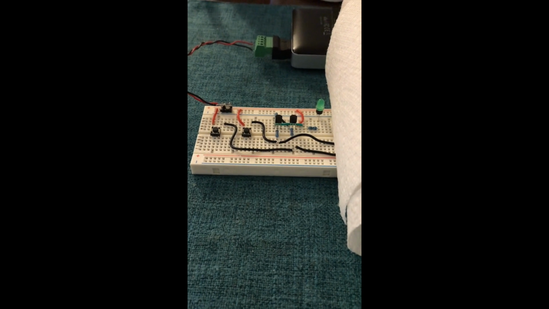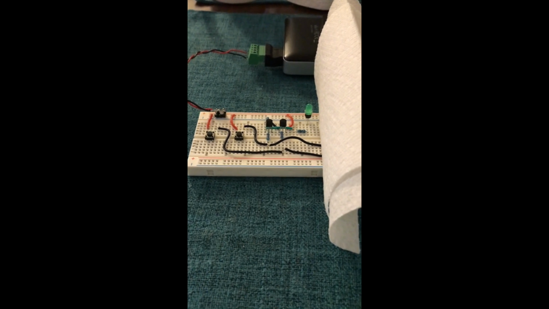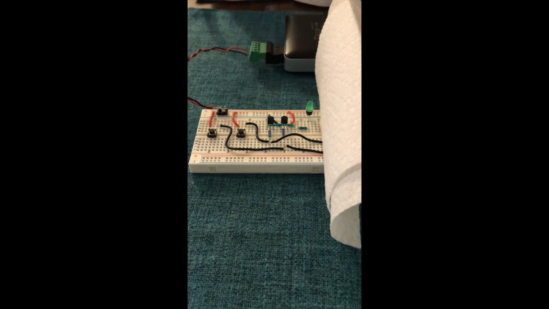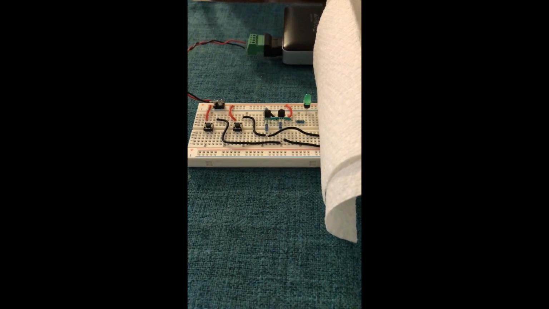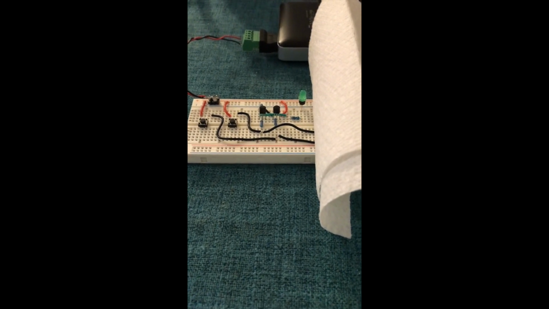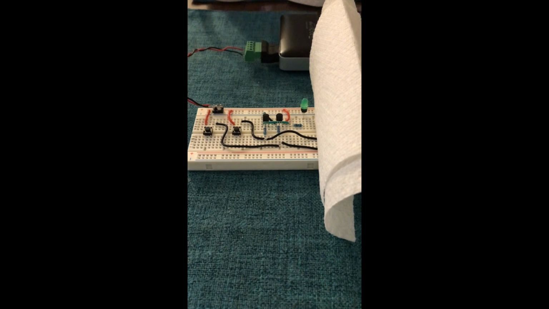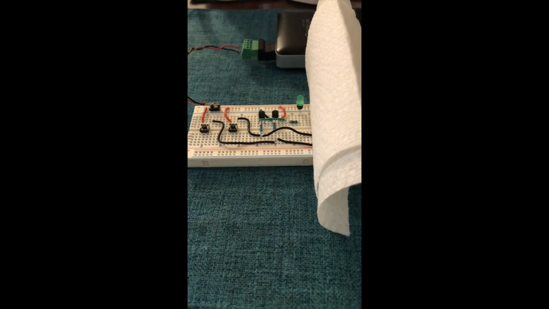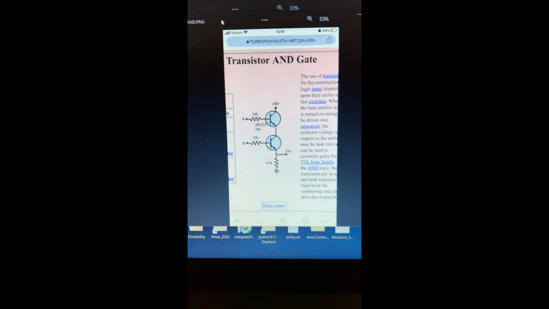Well, this project gives me a chance to build some logic gates, an AND gate and an OR gate, basically from scratch using transistors. I could build them using simple switches or relays, but transistors are very cheap, and these are probably the most plentiful transistors in the world. The NPN transistor, the 2N2222 transistor.